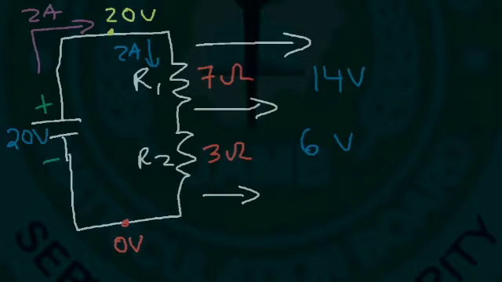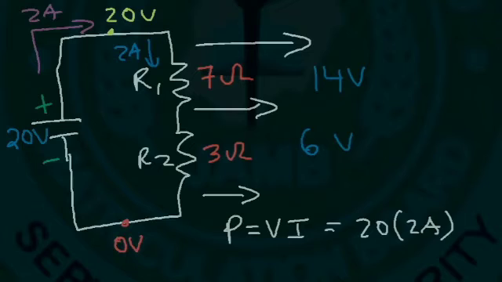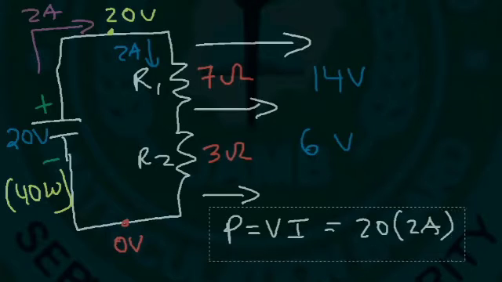So we know that power is voltage times current. At least that's one form of the equation that you can use. So the voltage of the battery is 20 volts, and it dishes out 2 amps of current. 20 times 2 is 40. So the 20 volt battery releases 40 watts of power, which is 40 joules per second.